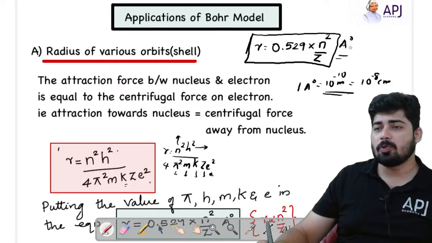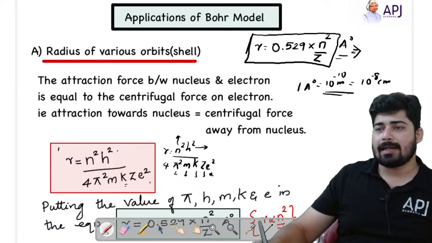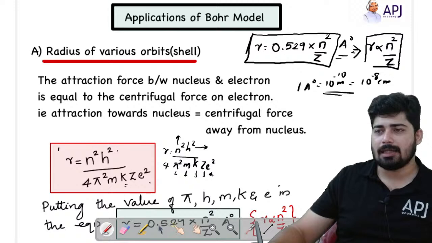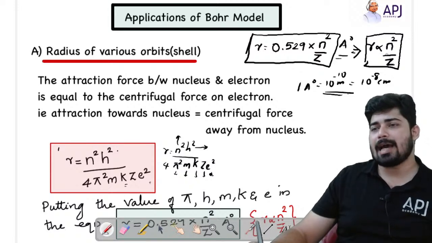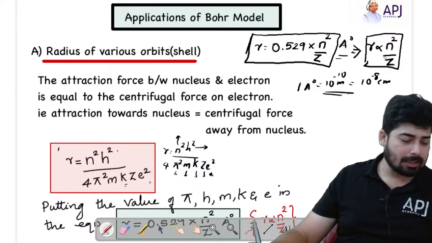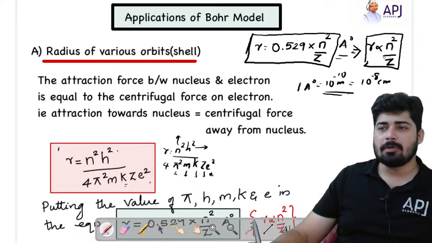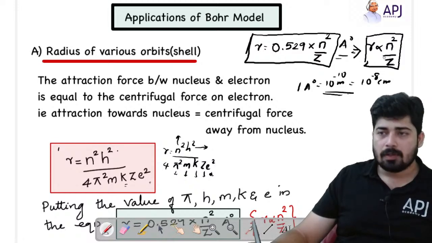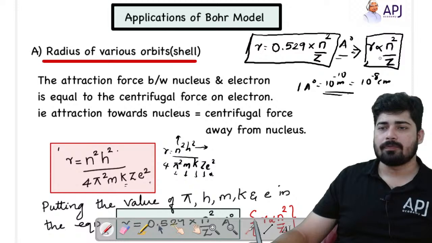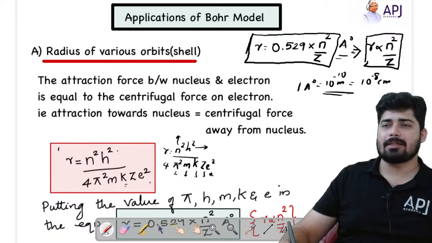From here you have to conclude by writing this relation, that radius is directly proportional to n square by z. Z is the atomic number, sorry, not mass number. So radius is directly proportional to n square by z. Is it clear, students? Please let me know in the comment section if this concept is clear for you. If you have any doubt, you can ask me parallelly so that I can clarify now itself. So this is all about the radius.